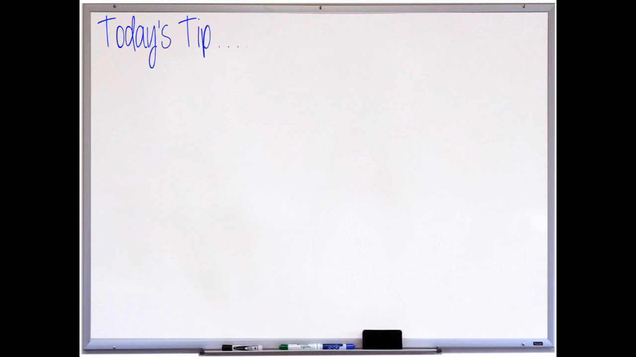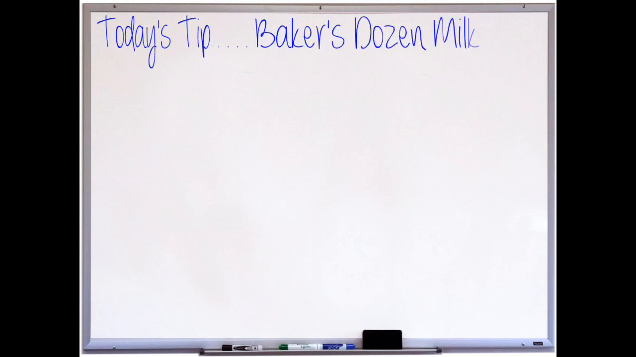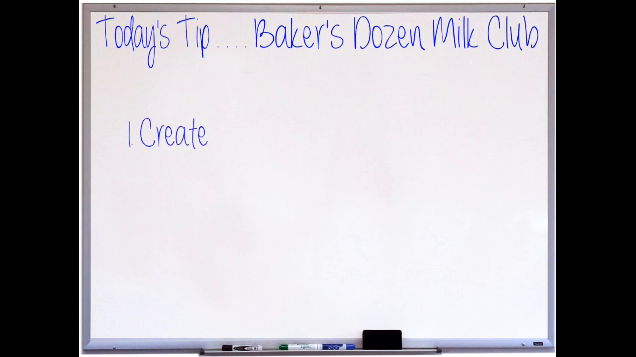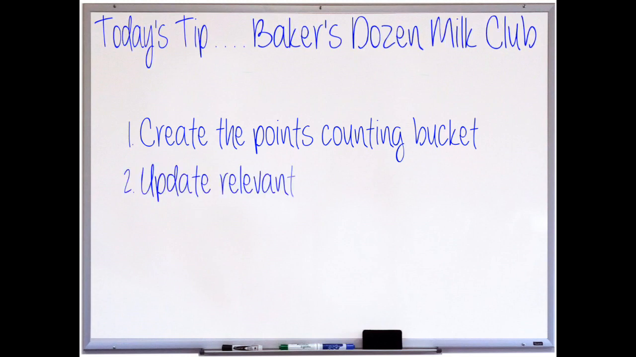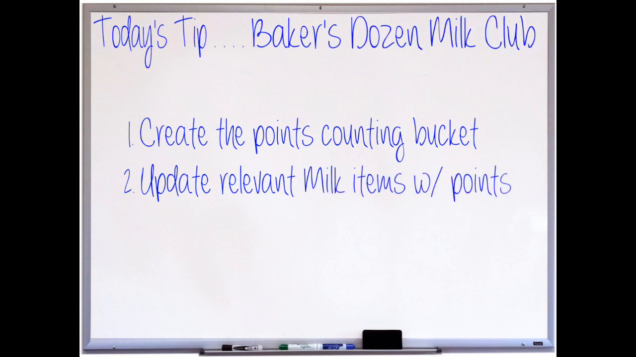Hey guys, in this week's tip, we're going to take a look at setting up a points-based club promotion within your store. On tap, our Baker's Dozen Milk Club. First, we're going to create the points buckets that are going to hold all those visits when the customers come in the store and buy milk. Next, we've got to associate those points with the various and relevant milk items that you have within your store. And then lastly, we're going to set up that electronic coupon.